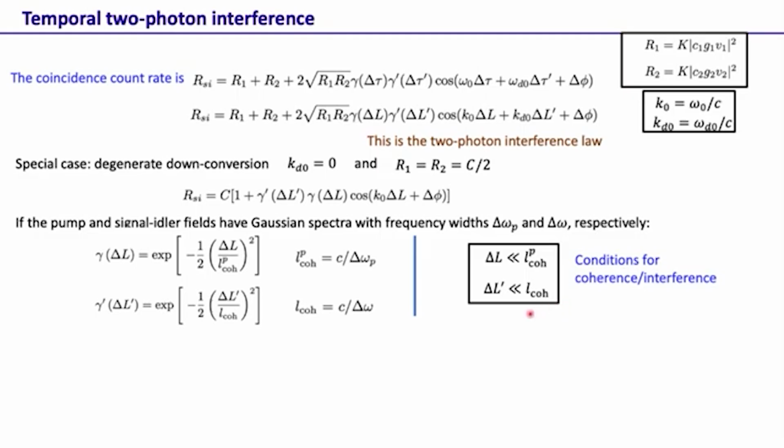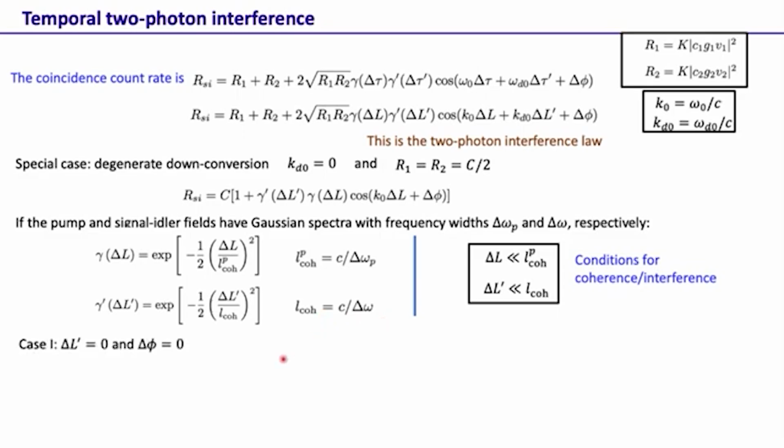This is the same as the interference condition for one-photon interference, where the path length difference has to be larger than the coherence length involved, and as long as that condition is satisfied, we have interference. Similarly in this case, we have two conditions instead of one, and these two conditions are here. The first one is in terms of the coherence length of the pump, and the second one is in terms of the coherence length of the signal idler fields.